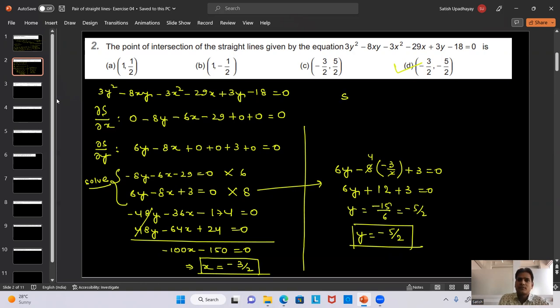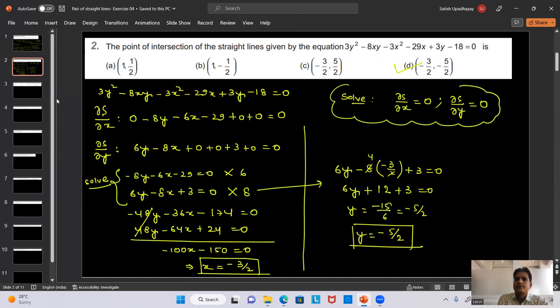If the general second degree equation is given and that equation is representing a pair of straight lines, then we have to find ∂S/∂x equal to 0 and ∂S/∂y equal to 0, partially differentiating with respect to x and with respect to y, and we solve these equations. From here we get the point of intersection. And what is S basically? This complete expression, we call it S.